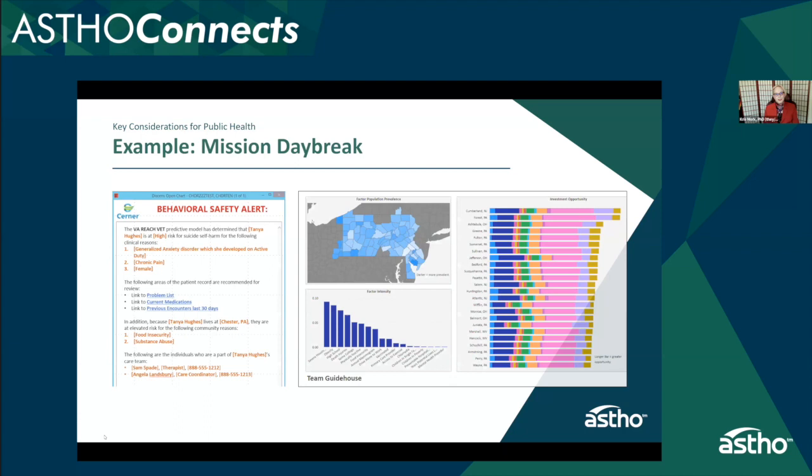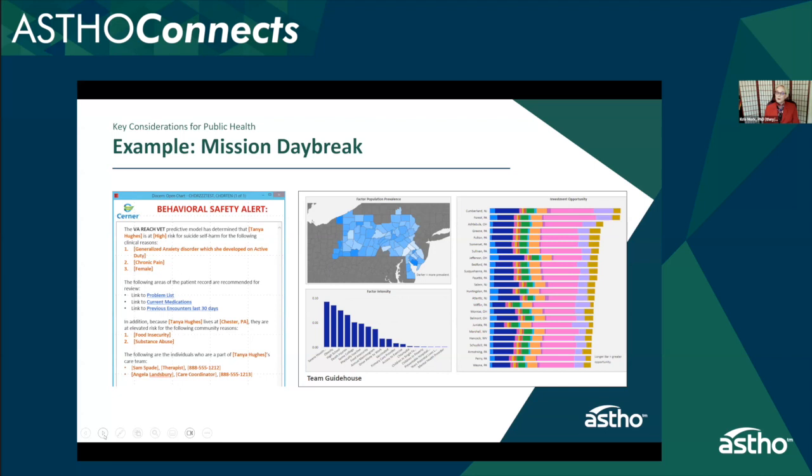Let me start with an example from my own work that highlights the difference between AI as applied to individuals and AI as applied to populations. Mission Daybreak is an effort by the Veterans Administration to reduce suicidality among veterans. On the left-hand side, we see a behavioral safety alert generated by an AI model. That model is estimating the likelihood that a veteran is at risk for self-harm based on several factors, including both health conditions and social conditions. The predictions made by this model constitute sensitive health information and need to be protected in the same manner as any other sensitive health information.